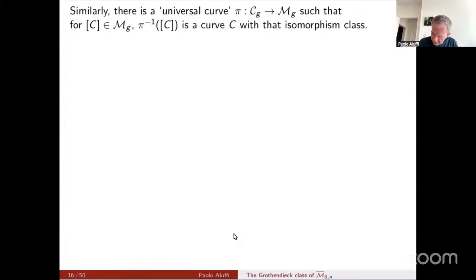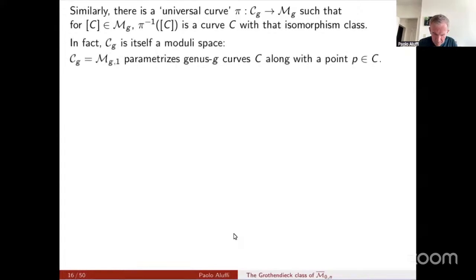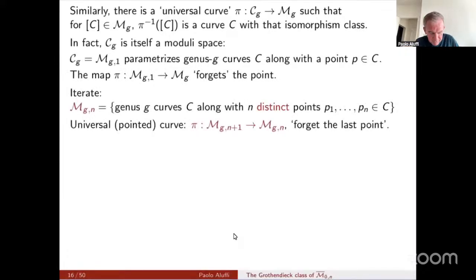I will have a diagram in a moment. I wanted the diagram. Where's the diagram? No diagram. Too bad. So the universal curve is called CG, and it does the same as the universal bundle did for the Grassmannian. A point of the modular space is an isomorphism class of a curve. Over the point, put the curve. So the fiber over the point of the modular space corresponding to C is the curve C, or rather a curve with that isomorphism class.